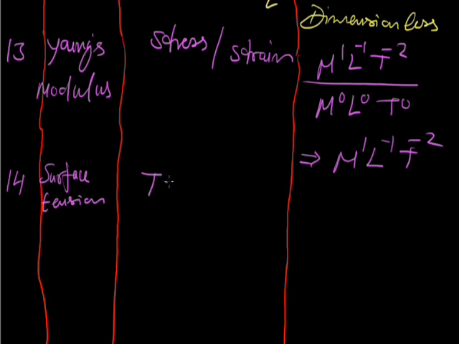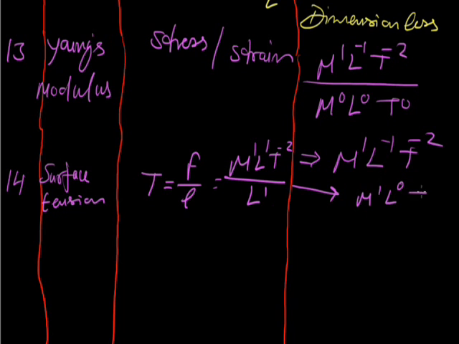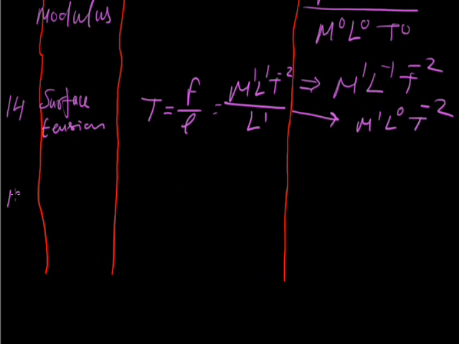Now next, 14th is surface tension. Surface tension T is equal to force per unit length, and its dimension will be M1. Force per unit length means M1 L1 T minus 2 upon L1. So it is equal to M1 L0 T minus 2.